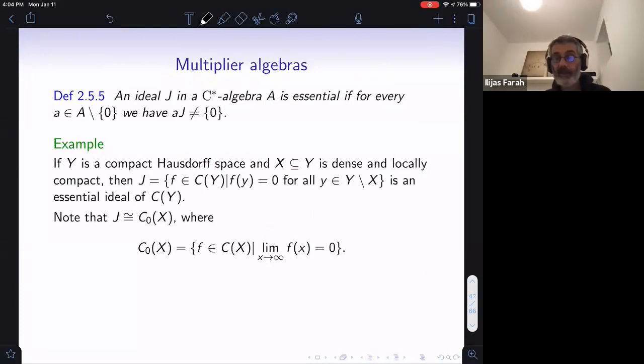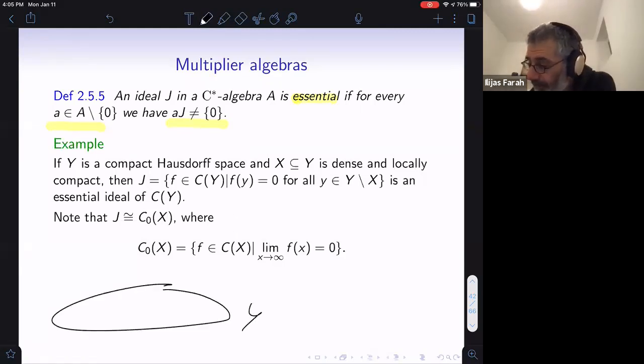Let's define multiplier algebras. These are not massive yet, just a disclaimer. So they are big, but not massive yet. So here is a definition. An ideal is essential if for every non-zero element a, aJ is not zero. So your ideal is not just sitting in some small corner of your algebra, but it's somehow filling up the whole thing. And here is the canonical example. Whenever it applies, it is good to see a billion examples. So this is a billion. You have a compact Hausdorff space Y, and X is a subset of Y, which is dense and locally compact.